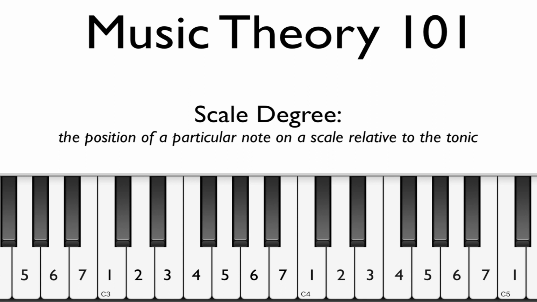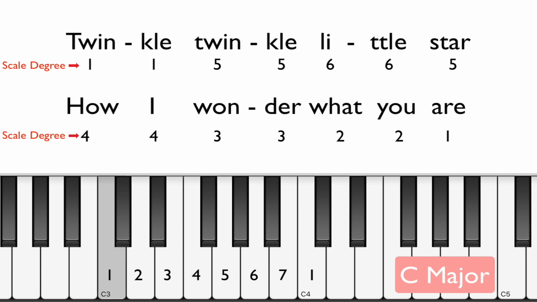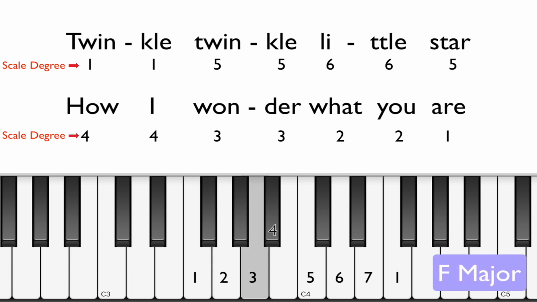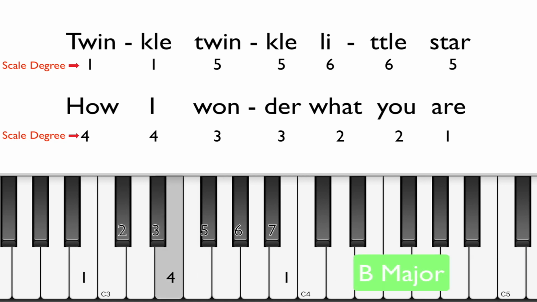So when I transpose, I first think of the melody in terms of scale degrees. For example, Twinkle Twinkle Little Star: 1, 1, 5, 5, 6, 6, 5, 4, 4, 3, 3, 2, 2, 1. But now you could do that in any key. So for example, if we're in F major, it's the same numbers: 1, 1, 5, 5, 6, 6, 5, 4, 4, 3, 3, 2, 2, 1. This works in any key.